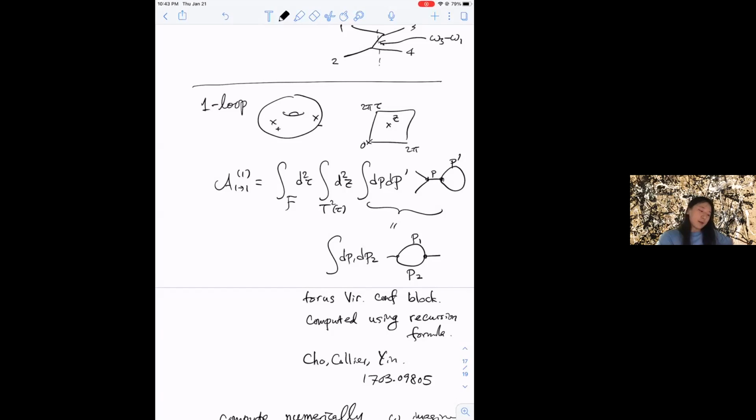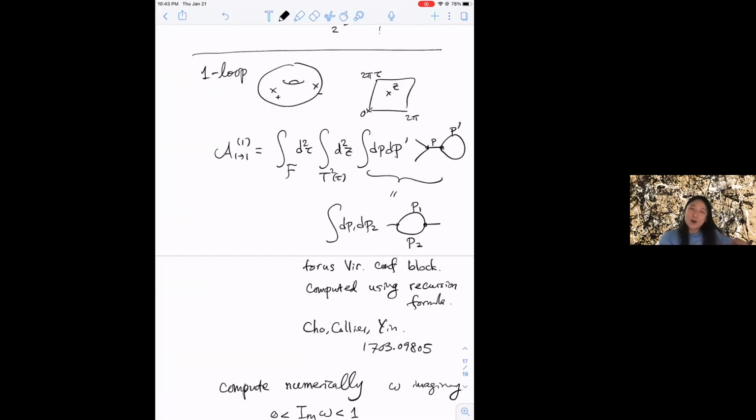Now, once again, the result in this case is actually quite simple. So perhaps someone more clever will invent some nice trick to obtain an analytic answer. But up to now, no such trick is known from the worldsheet perspective.